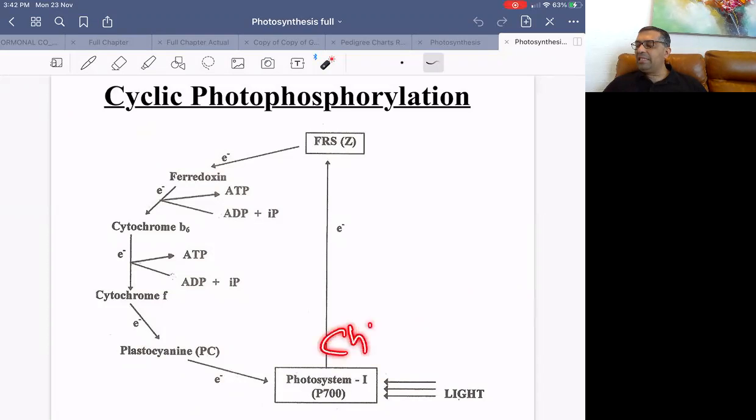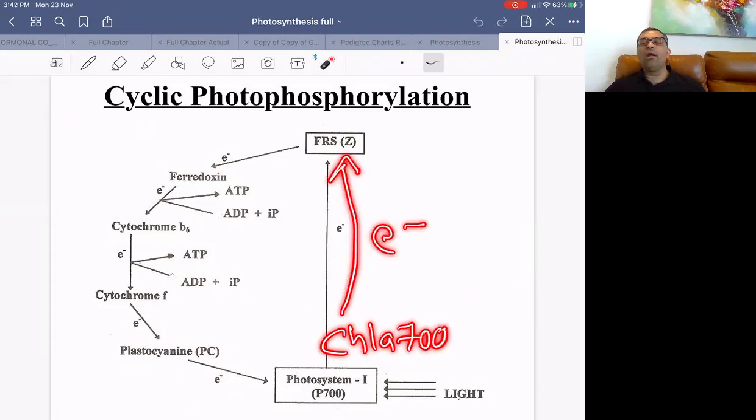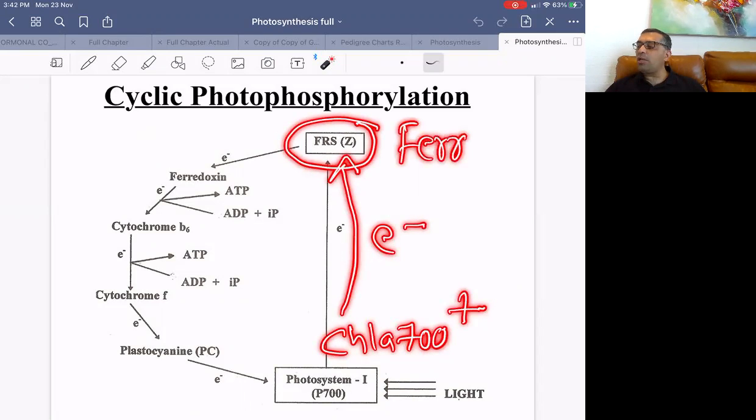Chlorophyll A 700, the reaction center, on losing its electron, will become chlorophyll A 700 plus. Chlorophyll A 700 plus. It has lost its electron. This electron is first accepted by a molecule called Z. Z, also called as ferredoxine reducing substance.